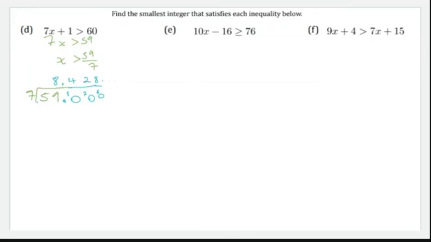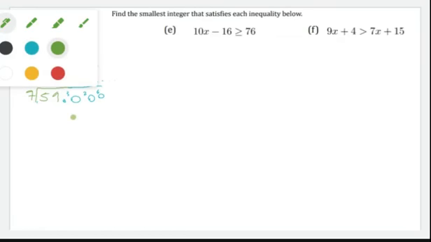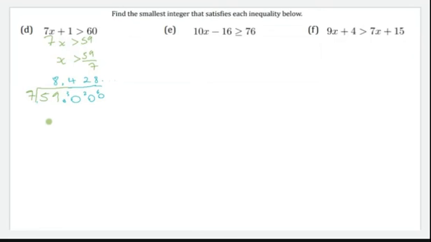If it's got to be greater than 8 and a bit, well, this one's going to be 9, because it's greater than, right? Mm-hmm. But it's okay, no worries. Let's go for the next one.